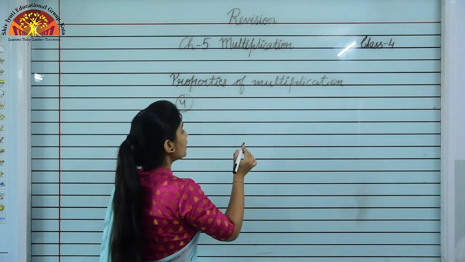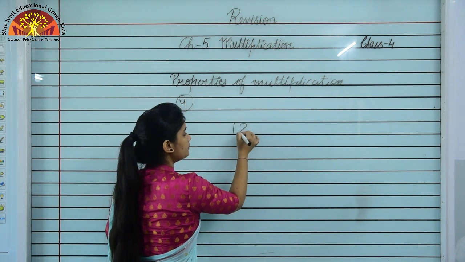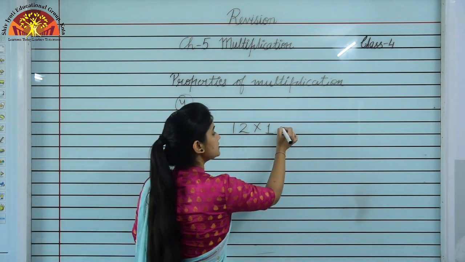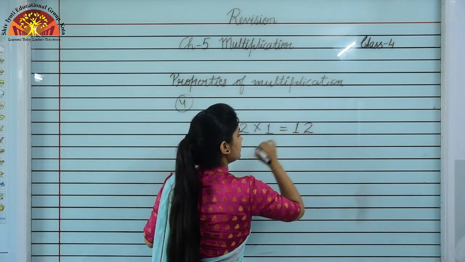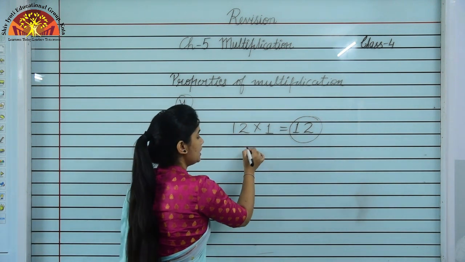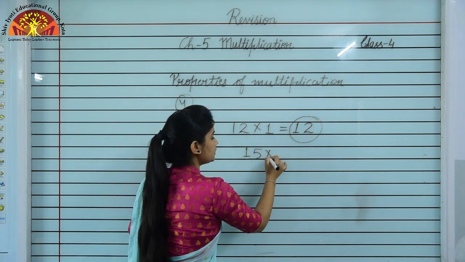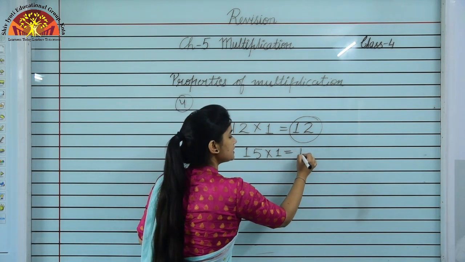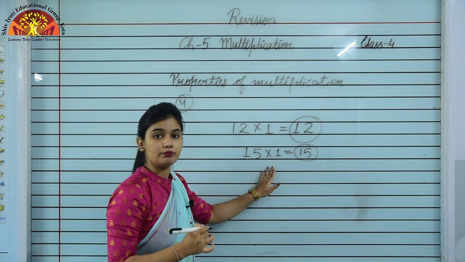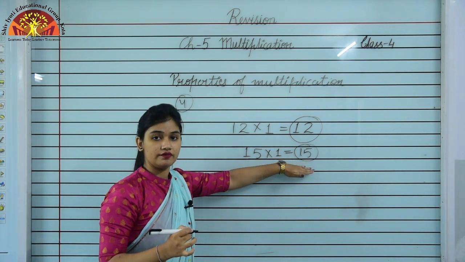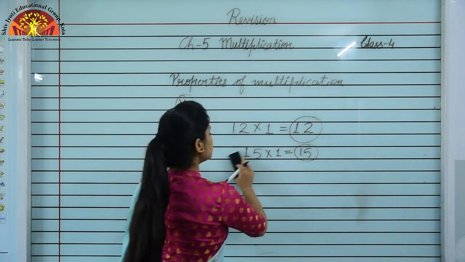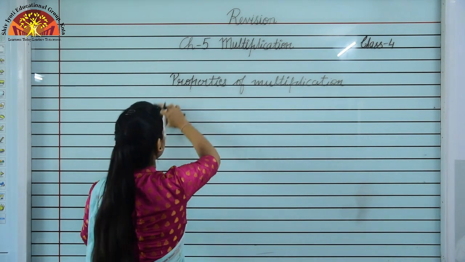Fourth one, if we multiply any number by 1, the result will be the number itself. What will the answer be? The number itself. The same number will come. I am doing 15 into 1. 15 ones are 15, the number itself. It means if you multiply any number by 1, the result will always be the number itself. Is it clear, students? Now we'll see the last property, the fifth property.